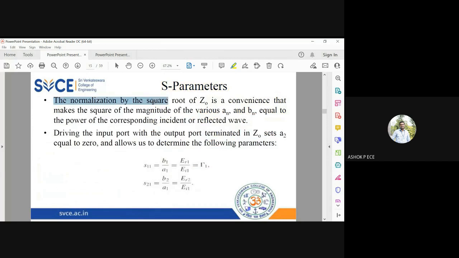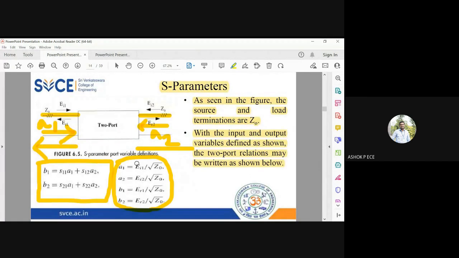And we are dividing by square root of Z naught to convert them in terms of equivalent voltage. You know, power is going to be V square by R. And this A1, A2, B1, B2 represent square root of power. So if I want power, I should take square root. So square root of E square by Z naught will be E by root of Z naught. That is why we have square root of Z naught coming in all the expressions for A1, A2, B1 and B2.